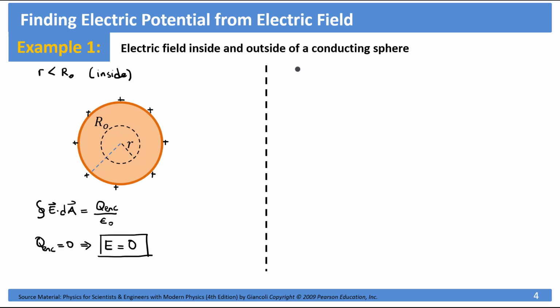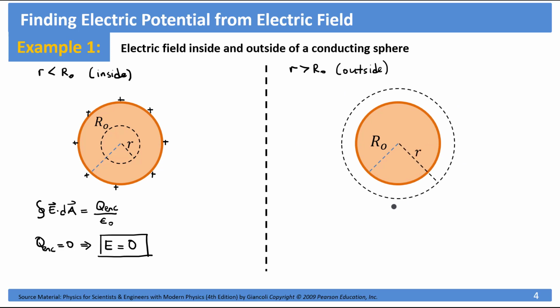Now, what about the electric field outside, where r is larger than R0? Again, let's quickly draw our conductor here. Since we are interested in the electric field outside, I'm going to draw my Gauss surface outside as well, where r is larger than R0, obviously. Now, if you write Gauss's law here, the net flux through our closed Gauss surface is going to be equal to Q enclosed over epsilon 0.